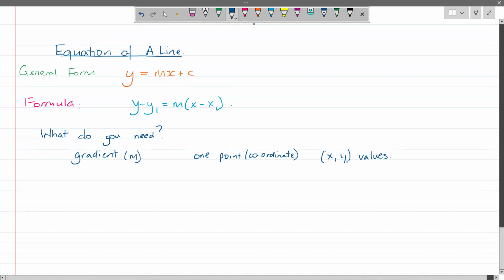So if you're going to work out a question, either they could give you the gradient and a point, and you'll substitute it into this formula, or they could give you 2 points, and you'll have to find what the gradient is, and then use one of the points to provide the x1, y1 values to work out the question. So let's look at 2 examples of doing this.